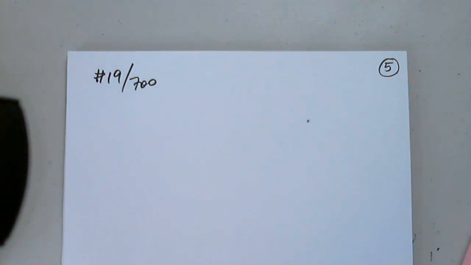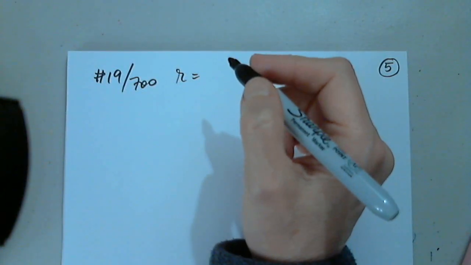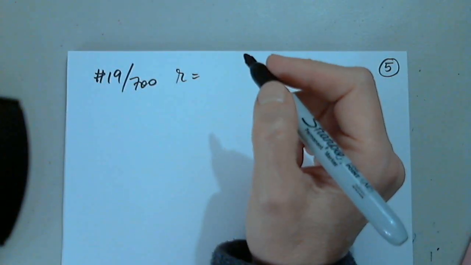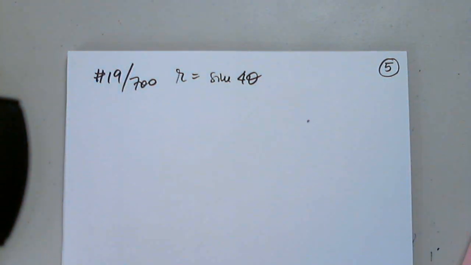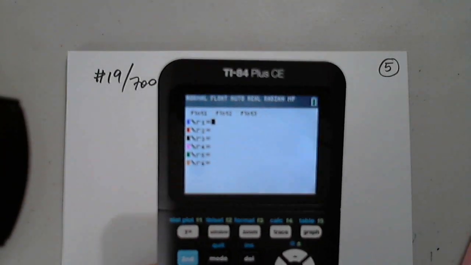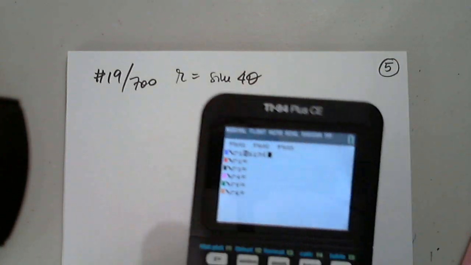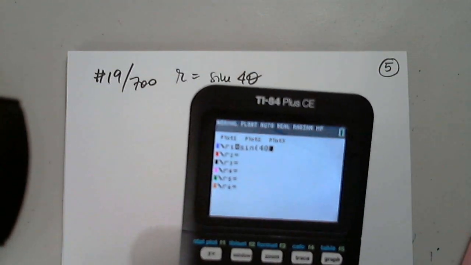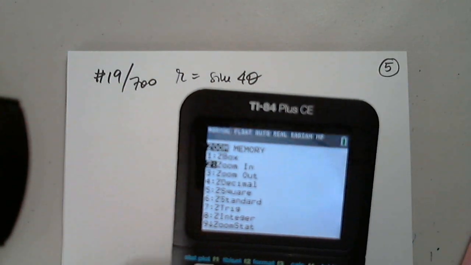Hello again, we continue 10.4 with 19. Same question, we are asked to find the area of the region enclosed by one loop of the curve. So sine 4 theta. Let's grab the calculator, go to y equals, and we have sine, and then 4 theta, and let's see the graph. Well, let's zoom in.